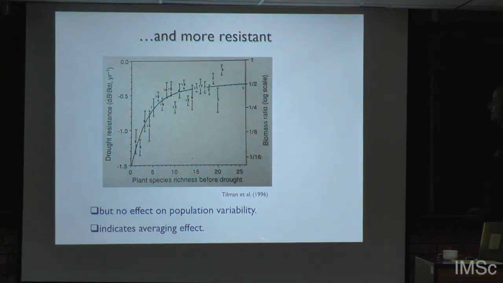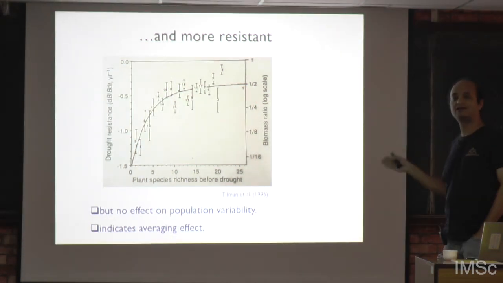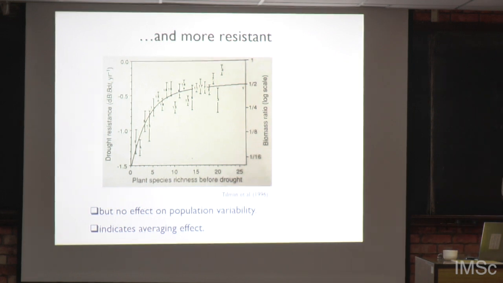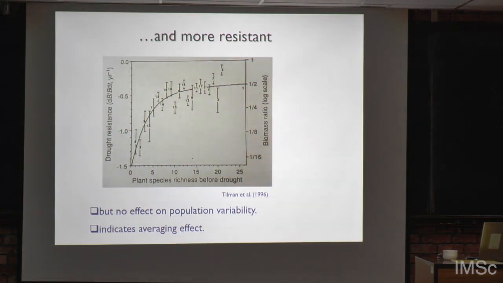Also in general, if you look at how quickly a patch recovered from the drought event, that seemed to correlate fairly well with the initial diversity of the system. Okay. But if you look at the population variability of the system, so how the population of individual species depended upon the diversity of the patch, there seems to be not much of a correlation.